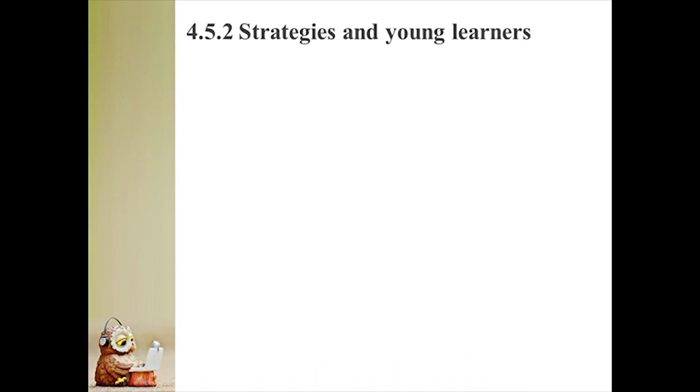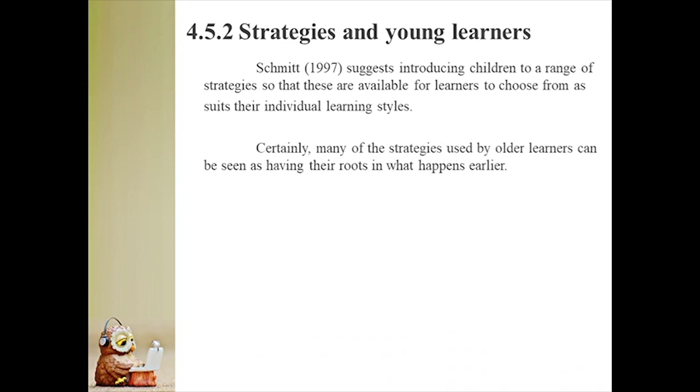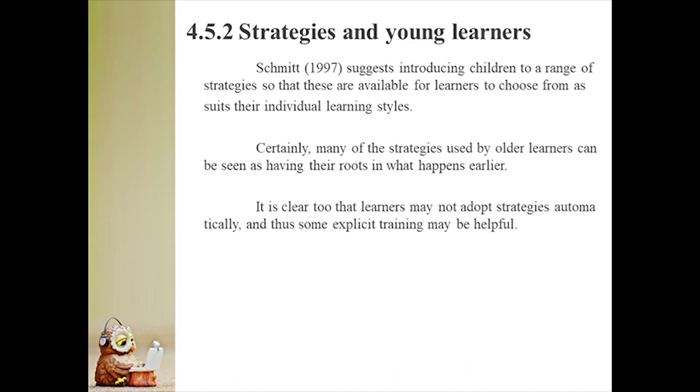Strategies and young learners. Smith 1997 suggests introducing children to a range of strategies so that these are available for learners to choose from as suits their individual learning styles. Certainly, many of the strategies used by older learners can be seen as having their roots in what happens earlier. It is clear too that learners may not adopt strategies automatically, and thus some explicit training might be helpful.